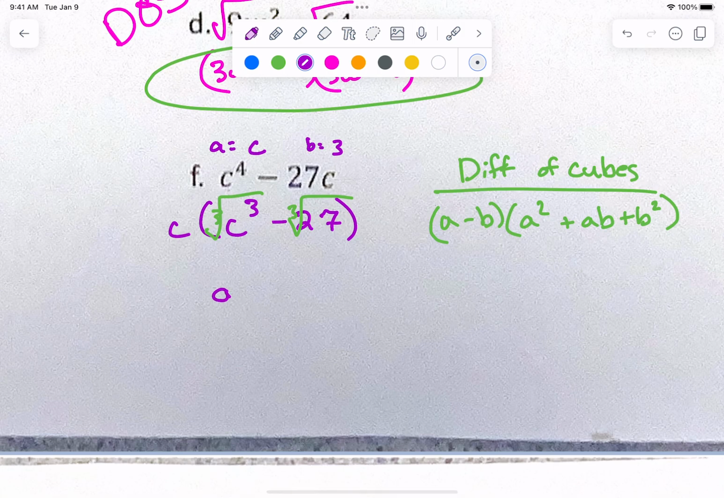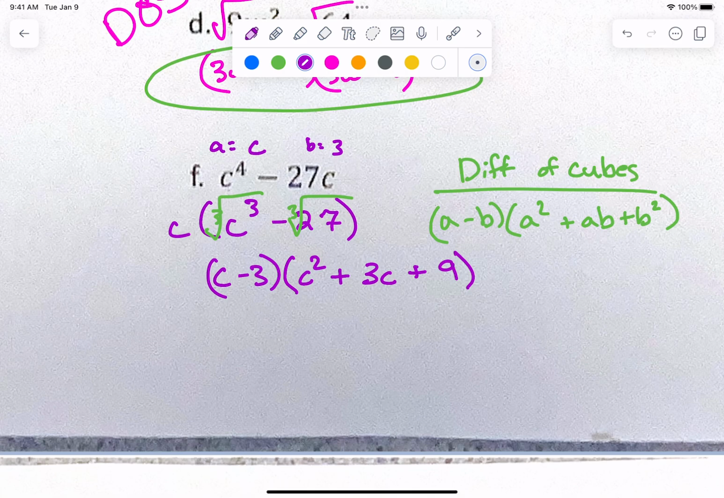Okay, so I've got A minus B, which is C minus 3. Okay, A squared. What will A squared look like? C squared plus C times 3, 3C. Minus, whoop, 3C. Plus B squared, which is 9. Done? Am I tripping? Wait, no? B. No. Negative.